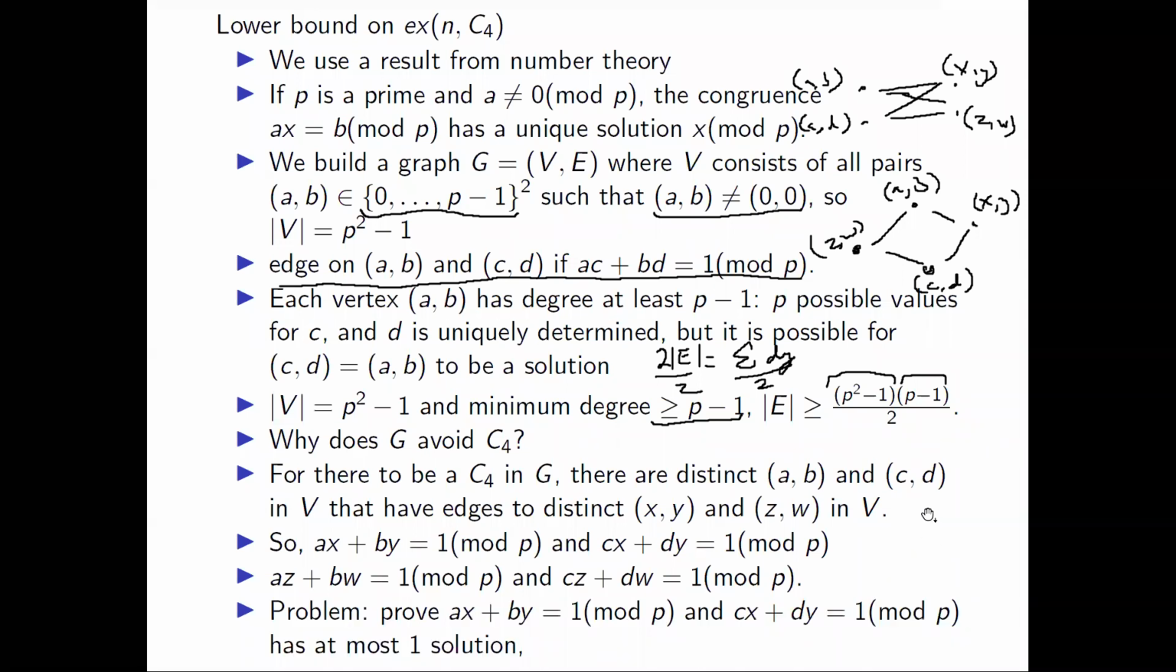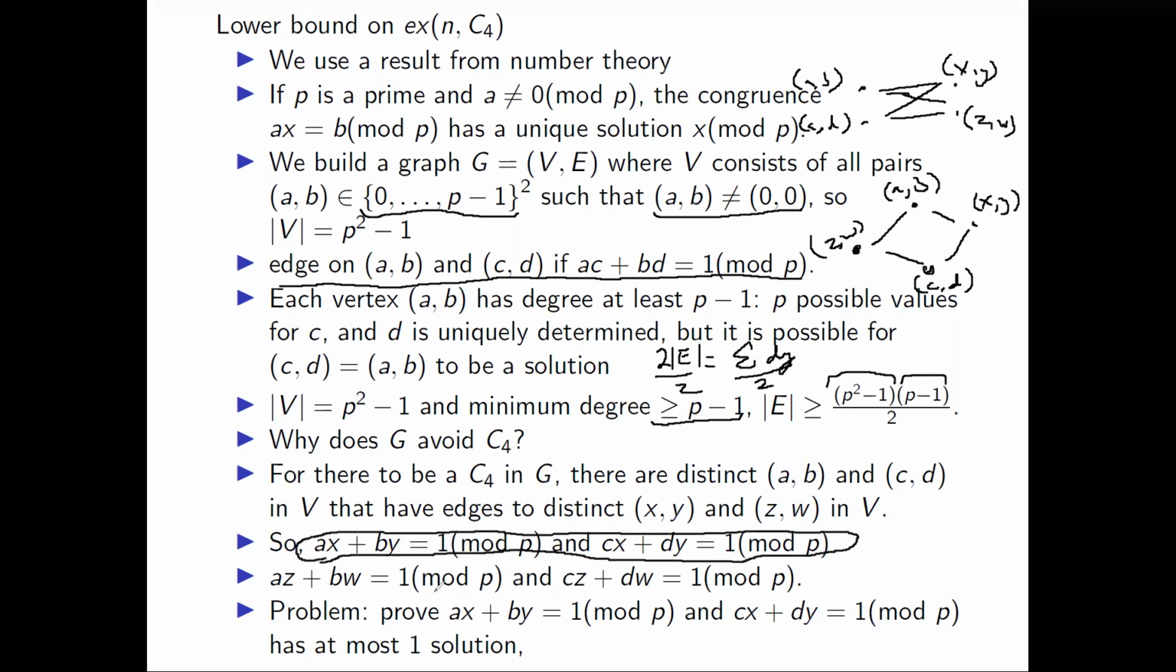And here's a problem for you to think about. Prove that the system of equations AX plus BY equals 1 mod p and CX plus DY equals 1 mod p, the one in this bullet right here, has at most one solution. I just want to note that I'm talking about a solution for (X, Y). So it's a system of equations with 2 variables. We're treating A, B, C, D as fixed, and our variables are X and Y.